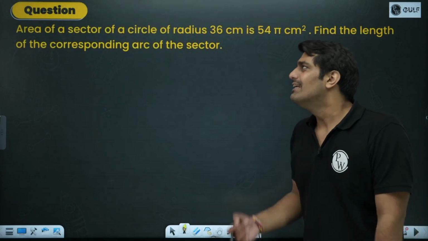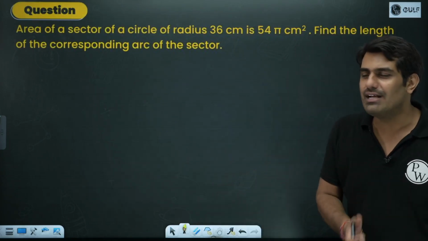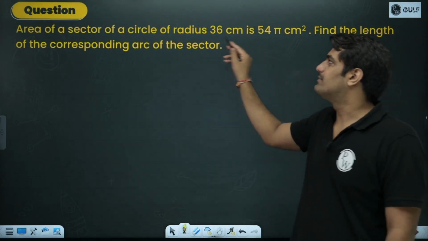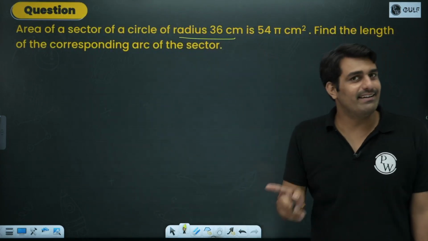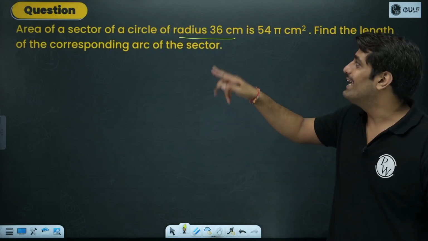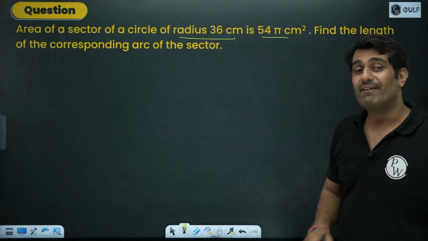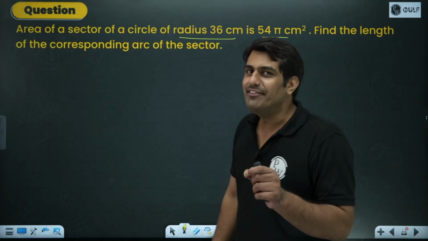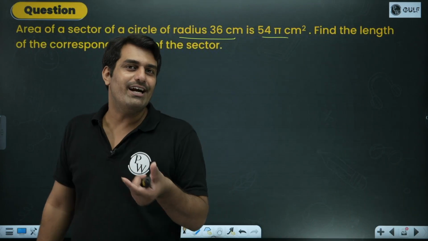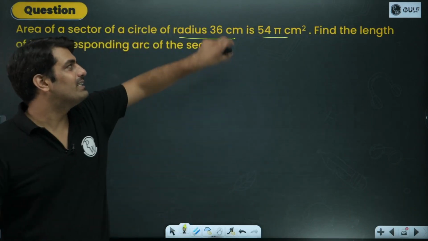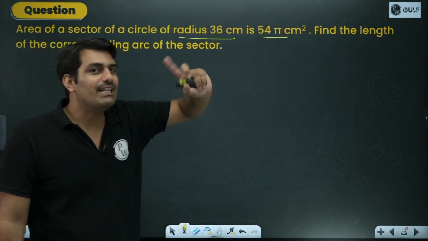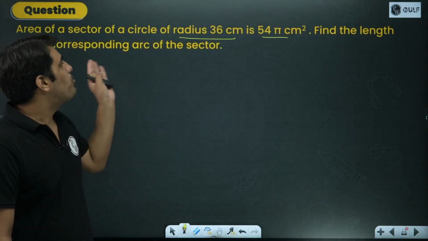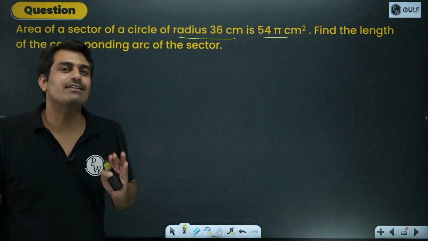So going ahead, there are questions which ask about the length of the arc. See, area of the sector of a circle of radius 36 centimeter. Then they are saying the area of the sector is 54 pi centimeter square. That is an area. If you have any difficulty understanding whether this is length or area, you can always check the units. This is centimeter, this is centimeter square, so this is the area part. Find the length of the corresponding arc of the sector.